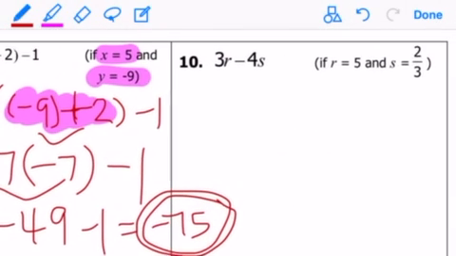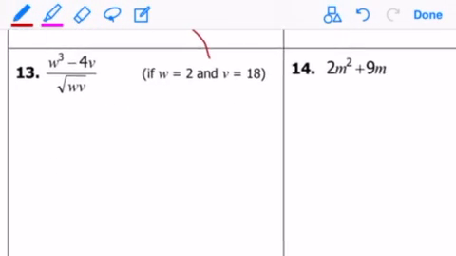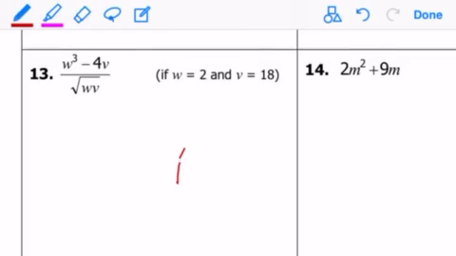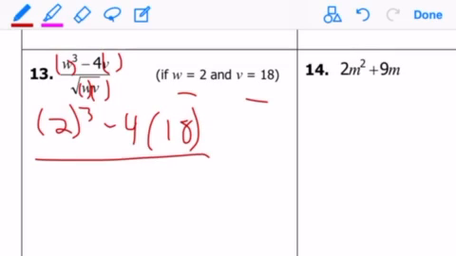All right. So let's do 13 and 14. And that'll be enough evaluating, I think. All right, 13 has some square roots. Okay, so still the same rule. We're putting parentheses around W and V before we plug in. So we'll have 2 to the third power minus 4 times 18 all over the square root of 2 times 18. Okay?